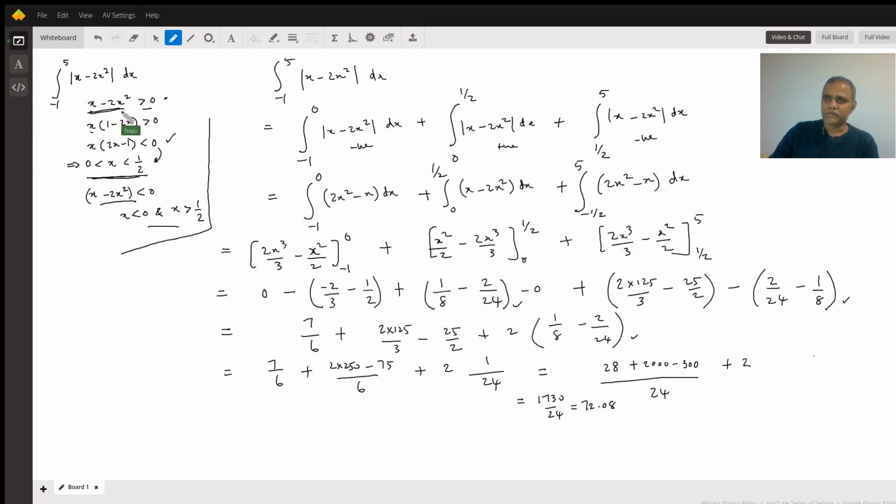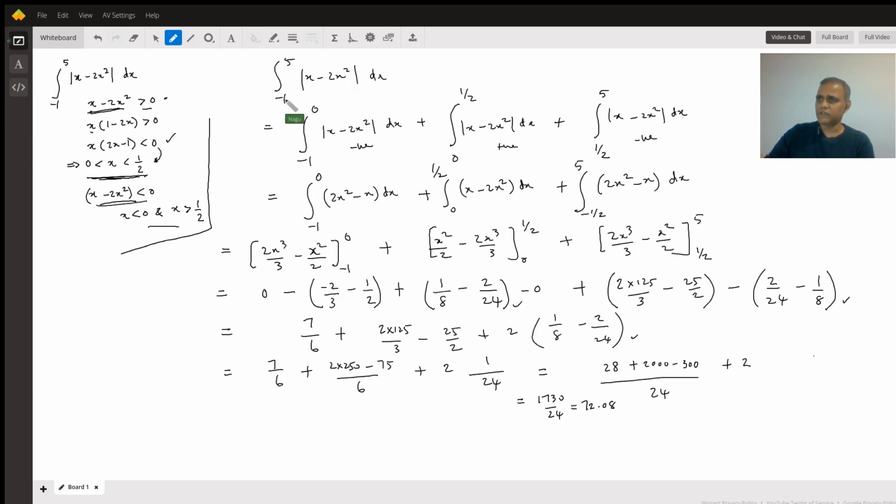Now, what we have just found is that x minus 2x squared is positive in this range, and it's negative outside this range. Outside that range means x is less than 0 or x is greater than half. Okay? Now we have found those ranges in which the expression in the modulus is either positive or negative.